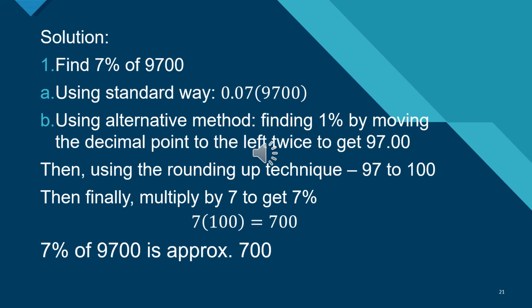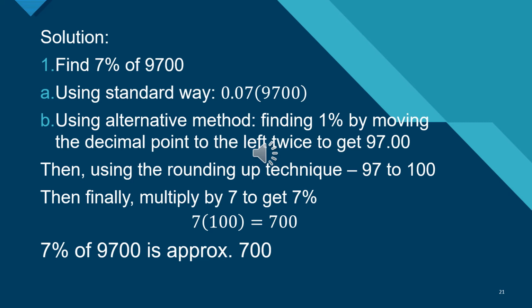To solve this problem, I am proposing two techniques on your screen right now. Number one is the standard way of doing this, which is first converting the percentage into a decimal format. In this case, 7% is equal to 0.07. And after getting 0.07, we can directly multiply it with the base, which is given in the problem as 9,700. And multiplying 0.07 to 9,700 gives you 679. Now, if you're quick in multiplying numbers like this, then you can do the standard way of doing this.